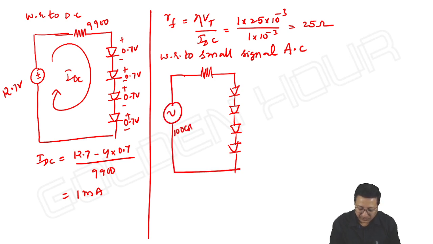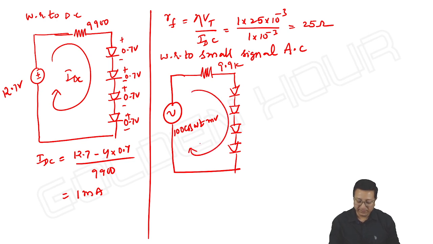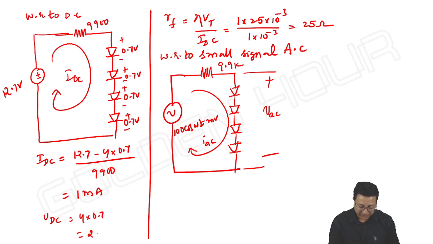It is 100 cos omega t millivolts, 9.9 K. Now I can say this current is IAC, the total voltage is VAC. The total DC voltage is, if you are interested to know, you can find it. It is 4 into 0.7, 2.8 volts VDC. They are asking VAC, not VDC.